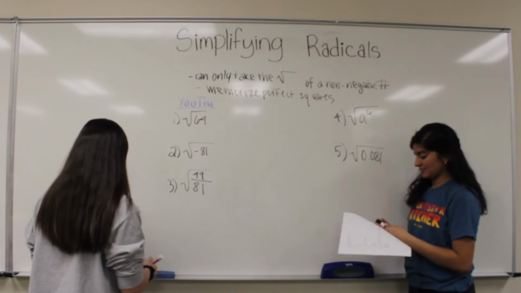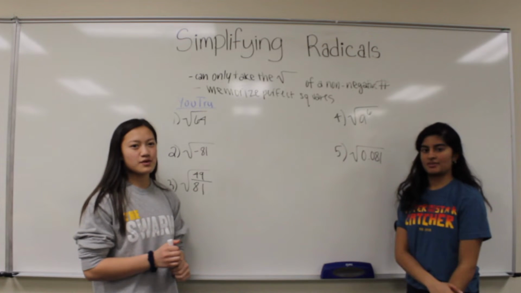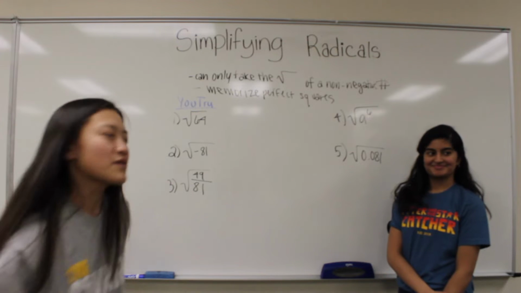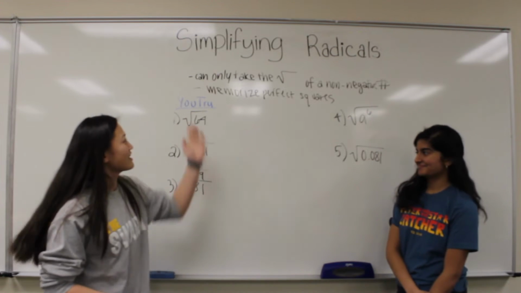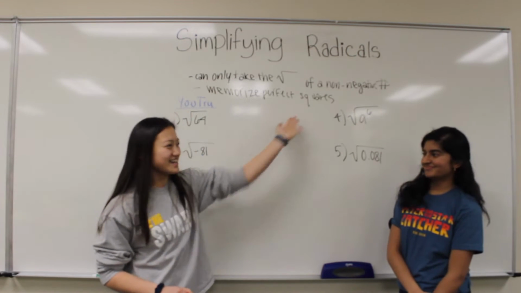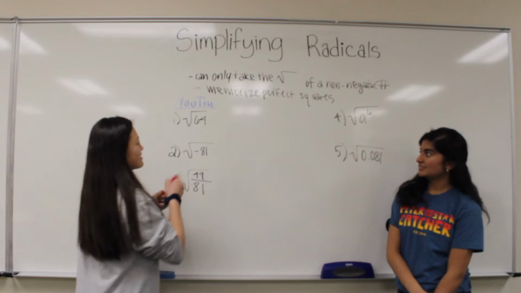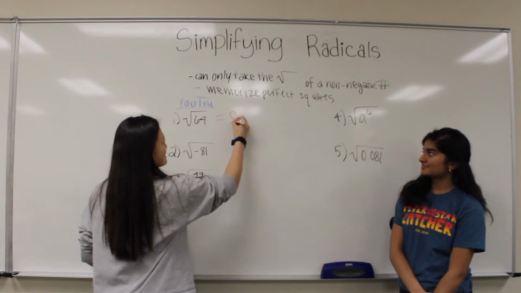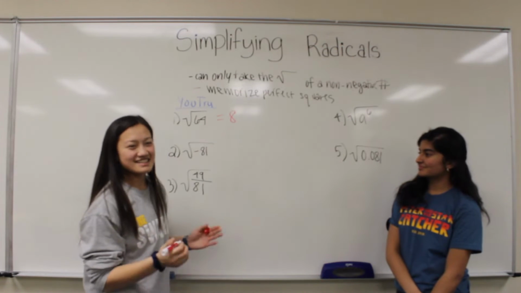The first one we have here is the square root of 64. Just by knowing basic square roots, by memorizing your perfect squares, we know that the square root of 64 is actually 8, because 8 times 8 is 64.